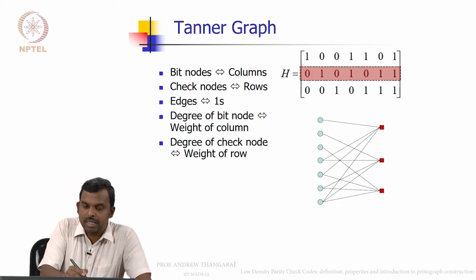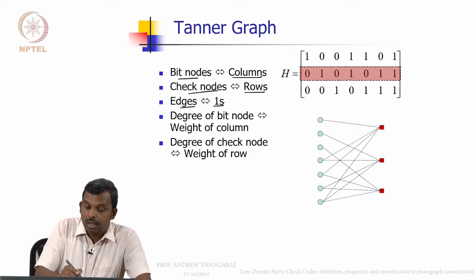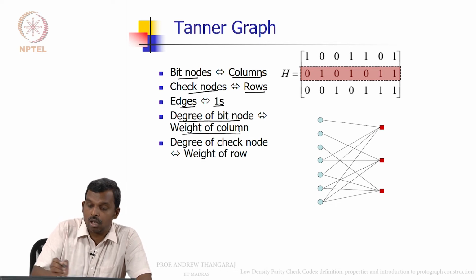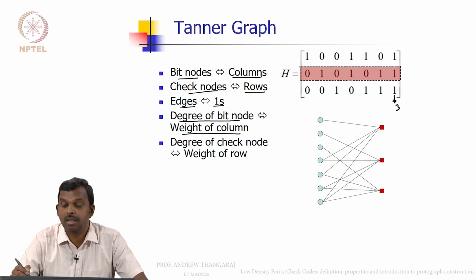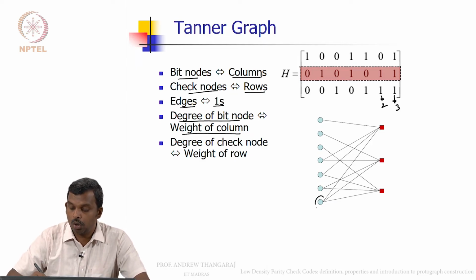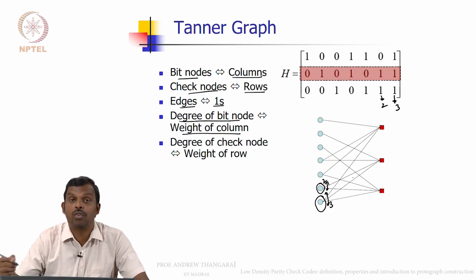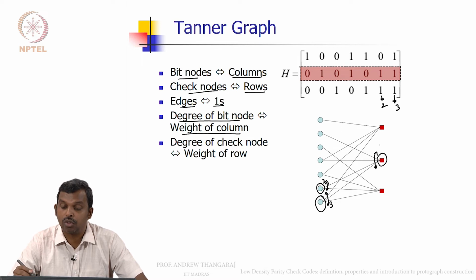So, the bit nodes in the Tanner graph correspond to the columns, check nodes correspond to the rows, I mentioned this, and edges correspond to ones. Now, the degree of a bit node is the weight of the column. What is the weight of the column? This has weight 3, the number of ones. The weight of the column is the number of ones, and that is 3 here, 2 here, and if you look at the corresponding node here, it has 3 edges coming out of it. This has 2 edges coming out of it. The number of edges coming out of a node is called the degree of the node in the graph. So, the degree of the bit node is the weight of the column. Likewise, the degree of the check node is the weight of the row. This one has weight 4 and the degree is 4.